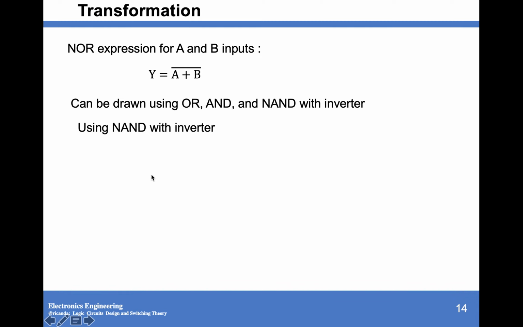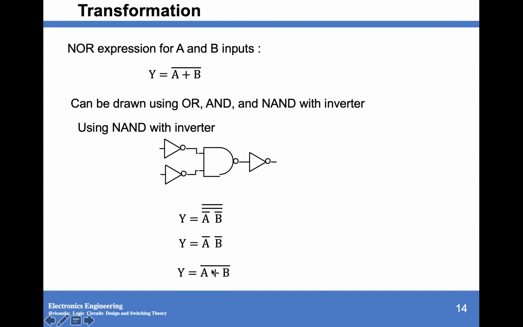And for a NAND with inverters, so we have a NAND. The output of your NAND must be connected with an inverter. Inputs are also inverted. So we have A bar, B bar, then double bar. Using double negative, it is now equivalent to A bar, B bar. Join these two bars using De Morgan's, so we have now a NOR expression. So a NOR expression, but we are using a NAND gate with inverters.